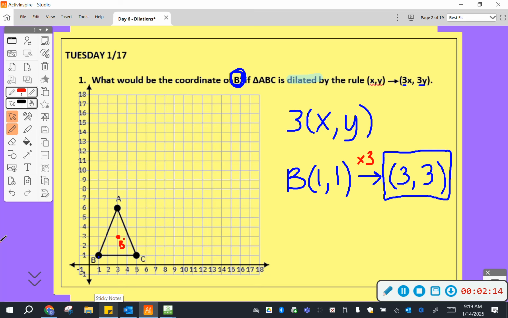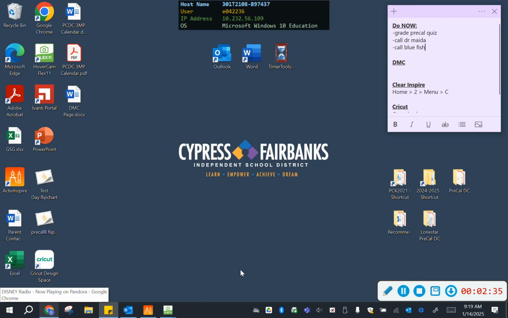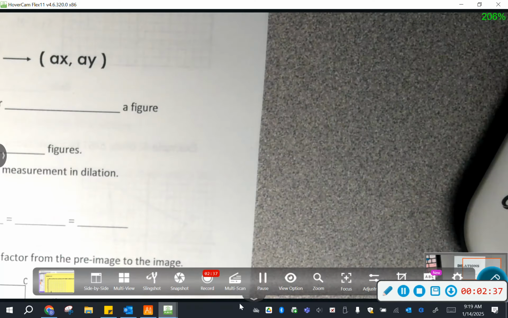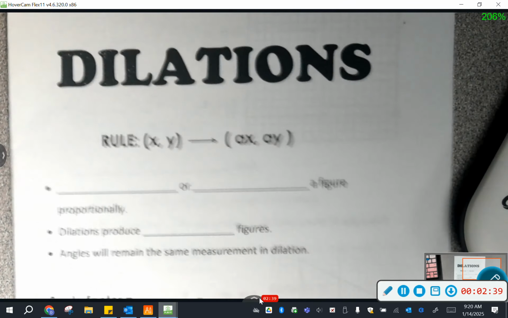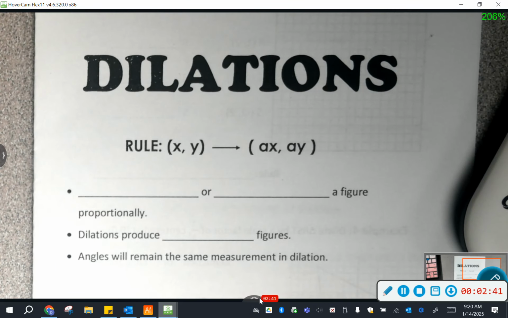Put your warm-up away when you're done, and then get out the notes you picked up and fold them like a book. All right. Please get out these notes for me.